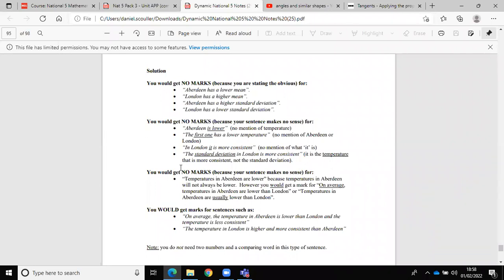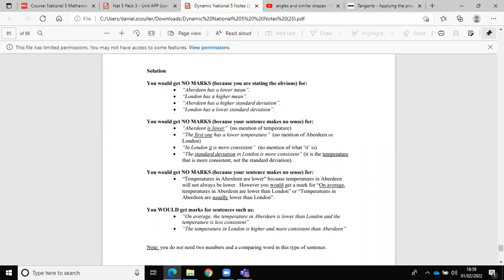So have a wee read at that. After tonight, when you're practicing your own questions, have a wee read at that and make sure you're comfortable and understand what it's looking for. It's talking about temperatures again. On average, the temperature in Aberdeen is lower than London, and the temperature is less consistent. Temperature in London is higher and more consistent than Aberdeen. Referring to the question, putting a bit of understanding in there.